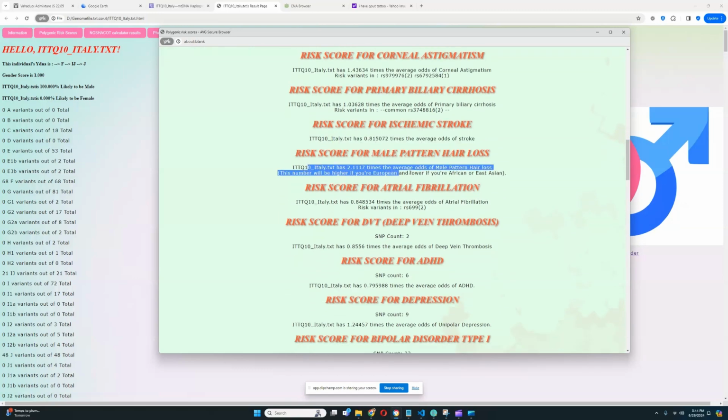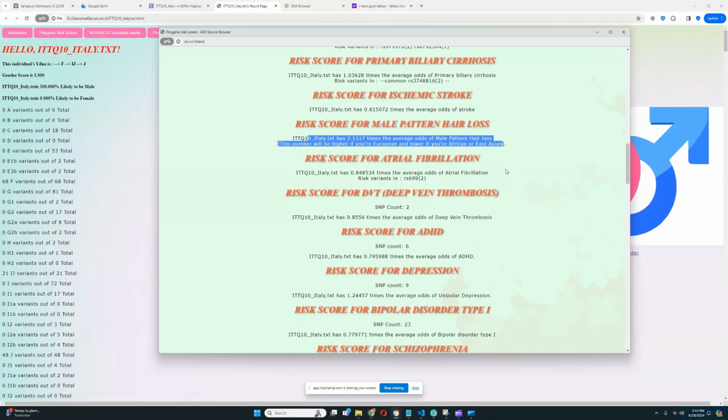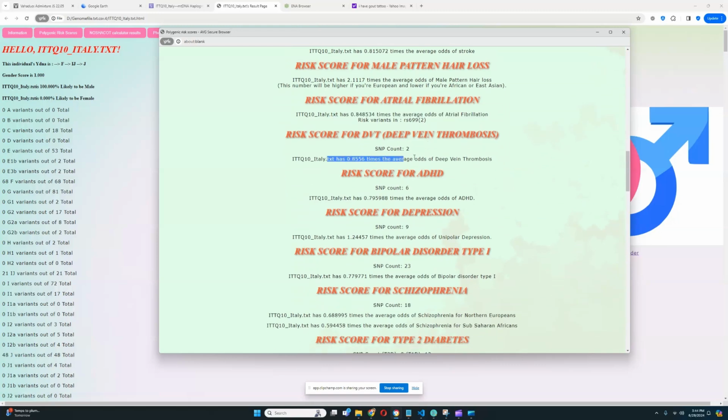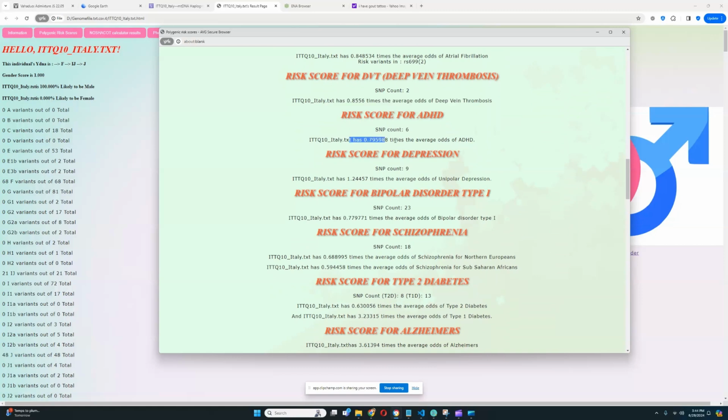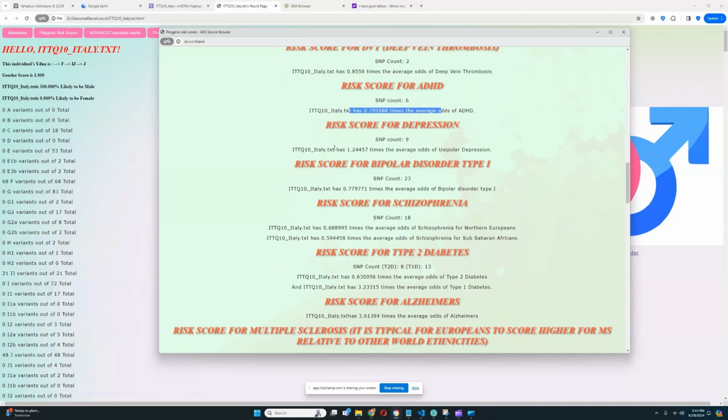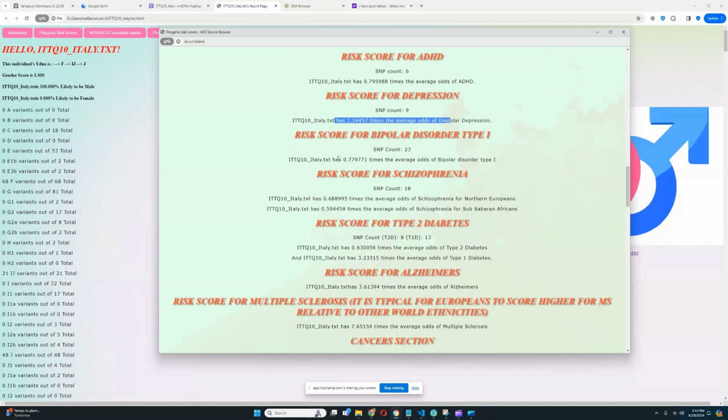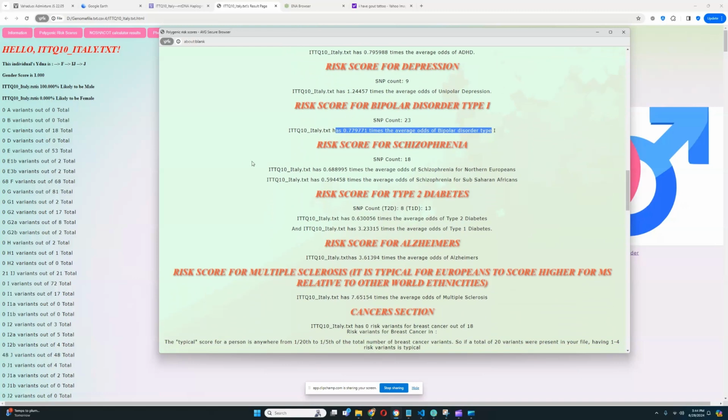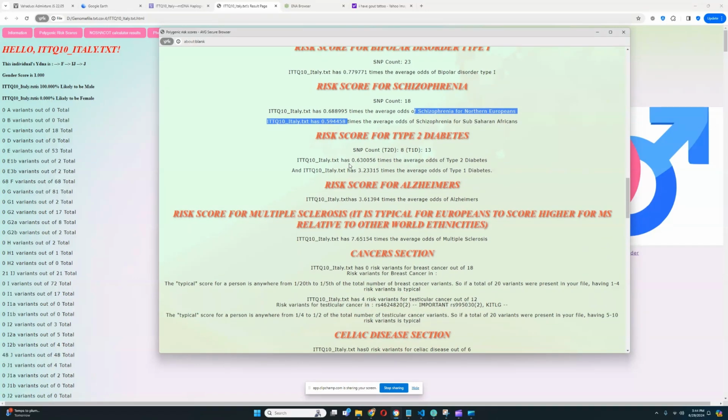Above average for male pattern hair loss. So he's predisposed to stuff like balding, losing hair. Below average for atrial fibrillation, good to see, below average for deep vein thrombosis, below average for ADHD, above average for depression, below average for bipolar type 1, below average for schizophrenia, below average for type 2 diabetes, and above average for type 1 diabetes.